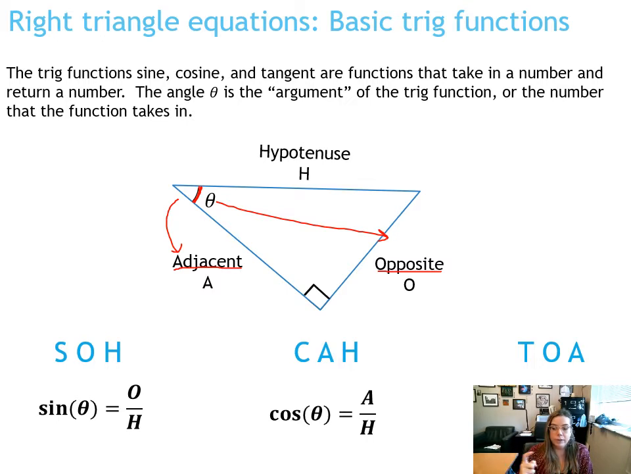Cosine, the cosine of theta. Theta is the thing going into the function. Then the function spits out the length of the adjacent side divided by the length of the hypotenuse. Then you have tangent. Tangent of theta, that's what you're putting into that function, as theta goes in, out comes the opposite length divided by the adjacent length.